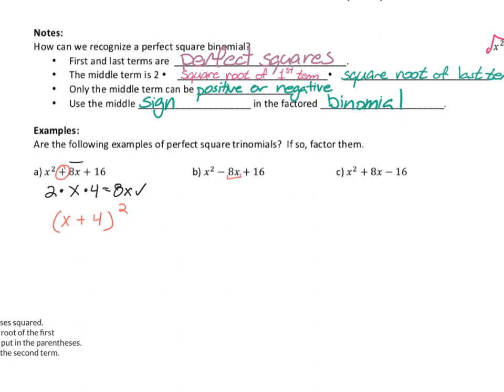We can actually factor this. So I'm going to set up my parentheses, and I take the square root of the first term, I take the square root of the last term, and I use the sign on the second term there. Second or middle term, whatever you want to call it.